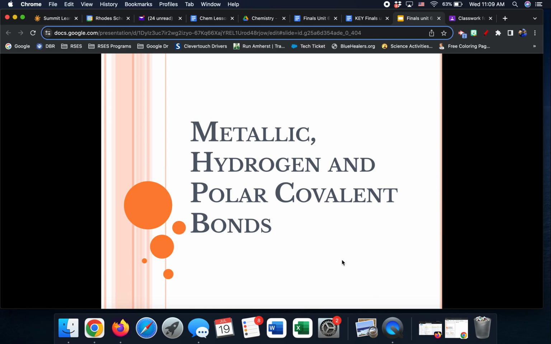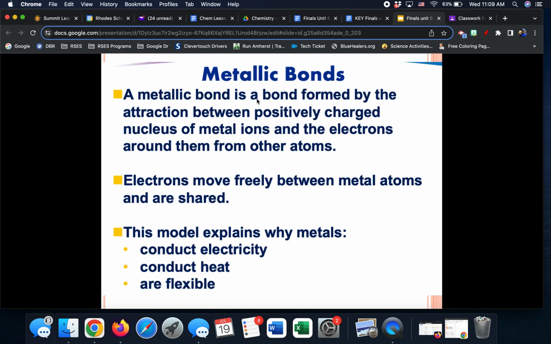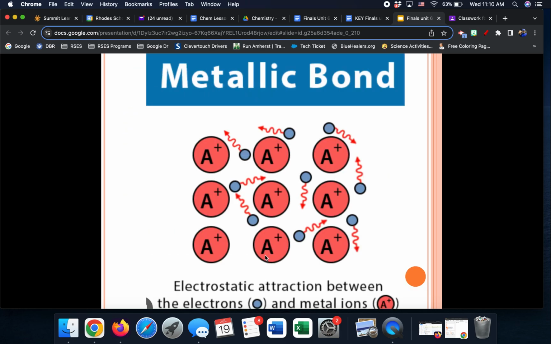Then the weird ones. They're not weird in reality, but they're the less common ones, the ones we don't spend as much time on. Metallic bonding, hydrogen bonding, and polar covalent bonds. Metallic bonds are easy because they form between metals. So what happens is there's an attraction between the positive nucleus of one metal ion and the electrons around them from other atoms. So it's still opposites attracting, but it's not ionic because the electrons kind of move freely, like you'll see in the next slide's picture, between all the metal atoms. But that's why they're such good elements at conducting electricity and heat, and even allows them to be flexible.